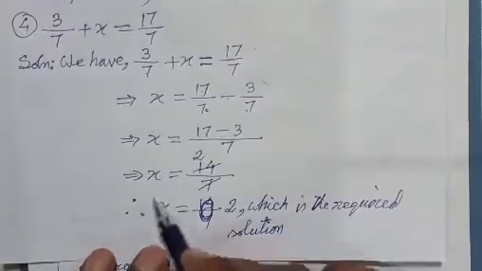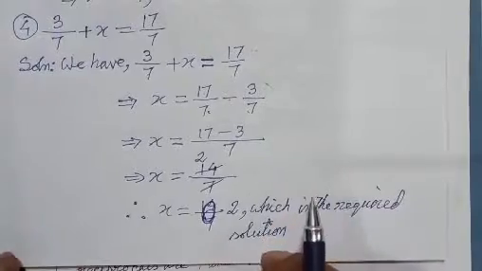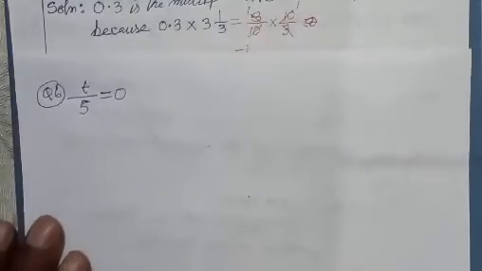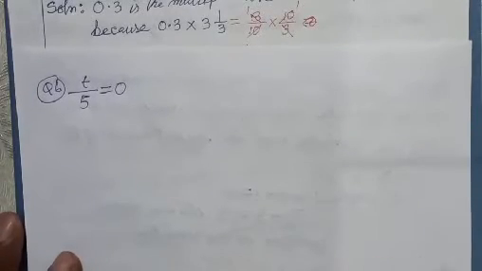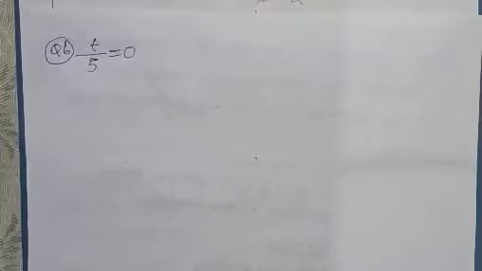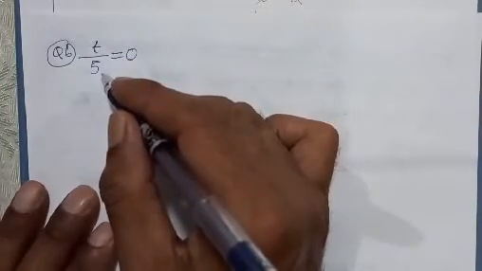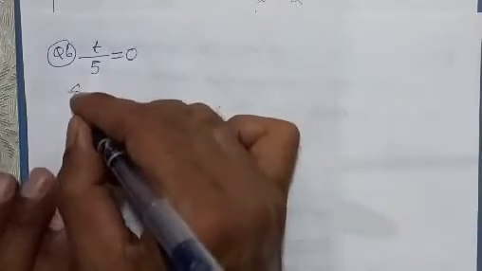I hope you can understand this. Question number 5 is easy, so you try as homework. Next is question number 6: t divided by 5 is equal to 10. Now, solution.